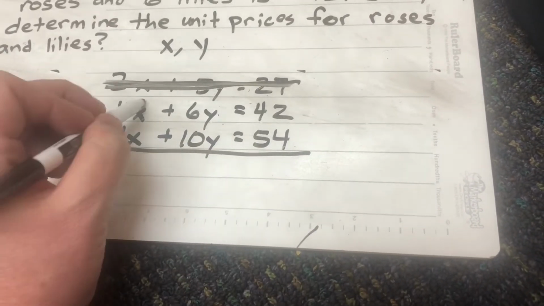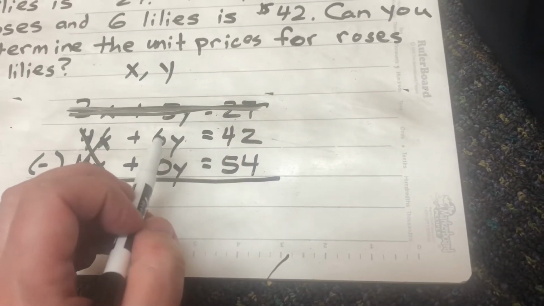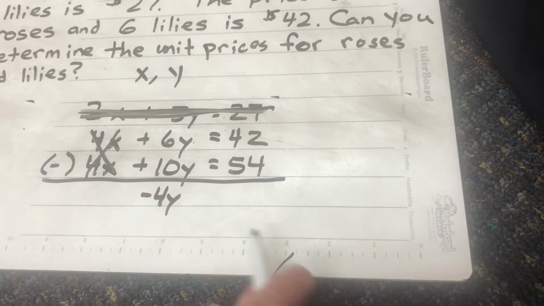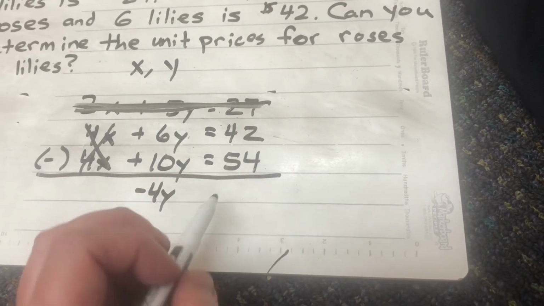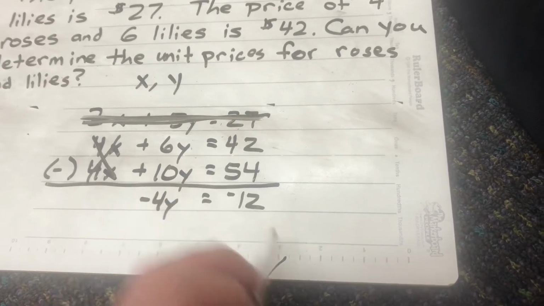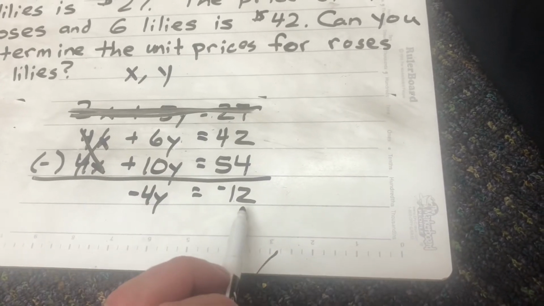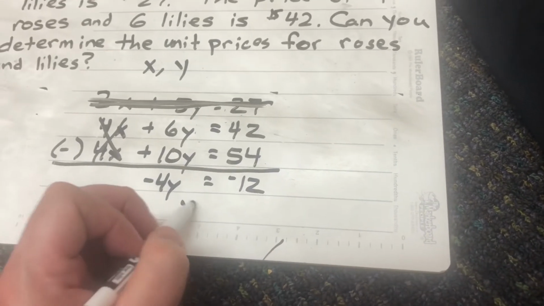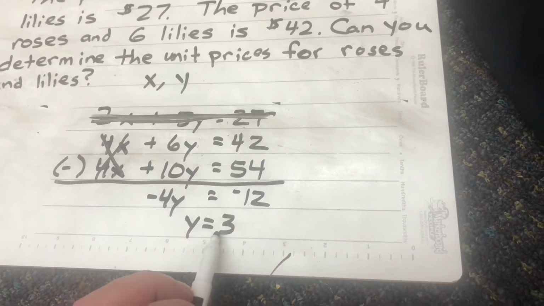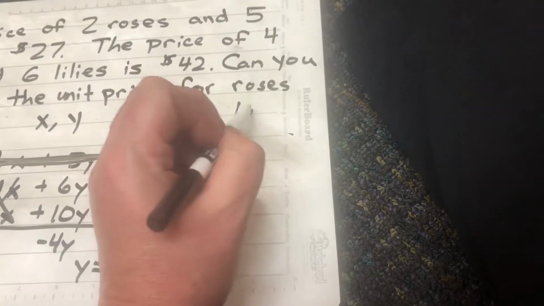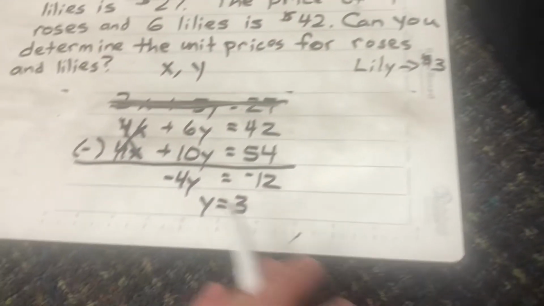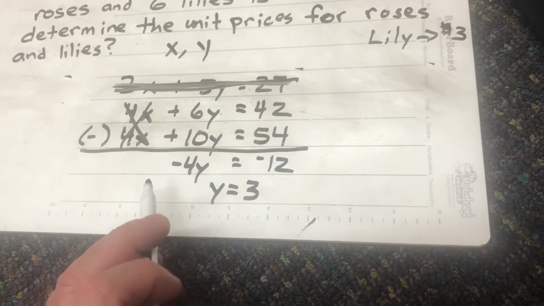Because 4 minus 4 gives me 0. Well, 6 minus a positive 10 is going to give me a negative 4y. 42 minus a positive 54 is going to give me negative 12. And if negative 4y equals negative 12, then y equals 3. And that tells me that the cost of one lily is $3. So I can put up there, lily cost $3.